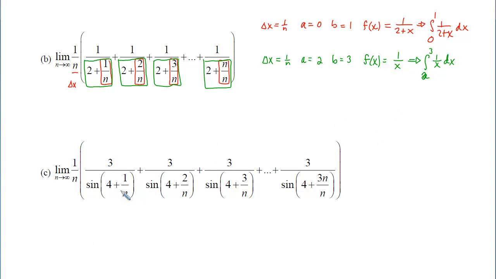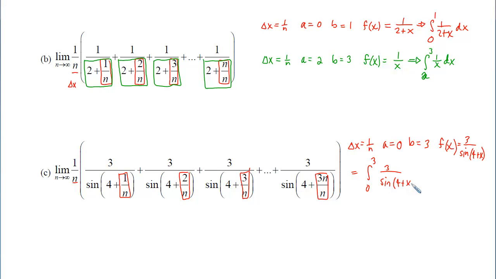Final example, again, we have a choice. We can select to box 1/n because these are 1 delta x away from each other. And if we choose that, we can see that delta x is 1/n. My a will be 1/n minus 1/n. My b will be what's in the final box. And my function will be replacing that box with an x. So the integral will be from 0 to 3 of my f of x dx.